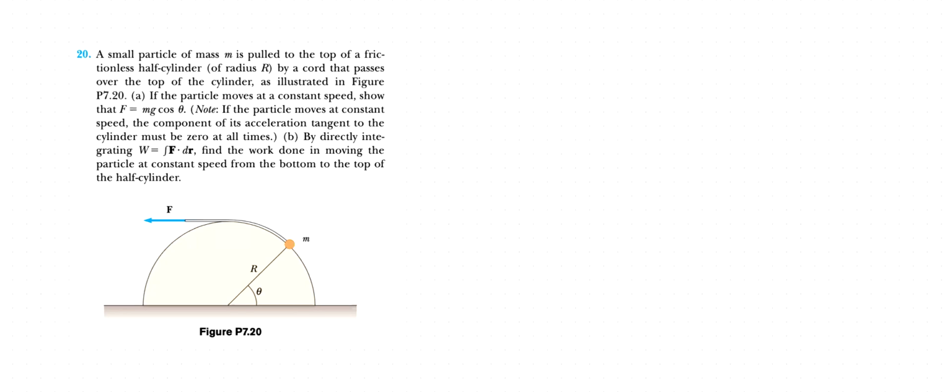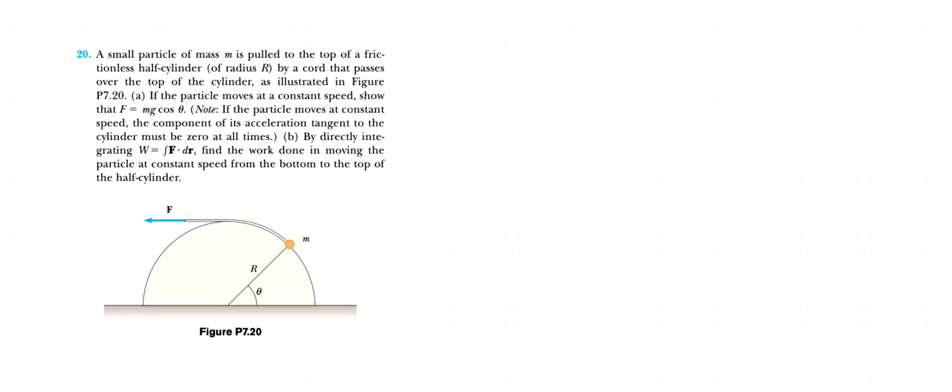A small particle of mass m is pulled to the top of a frictionless half cylinder of radius capital R by a cord that passes over the top of the cylinder, and it's illustrated in that figure. Part A: if the particle moves at constant speed, show that F equals mg cosine theta. And we have a little bit of helping note here.